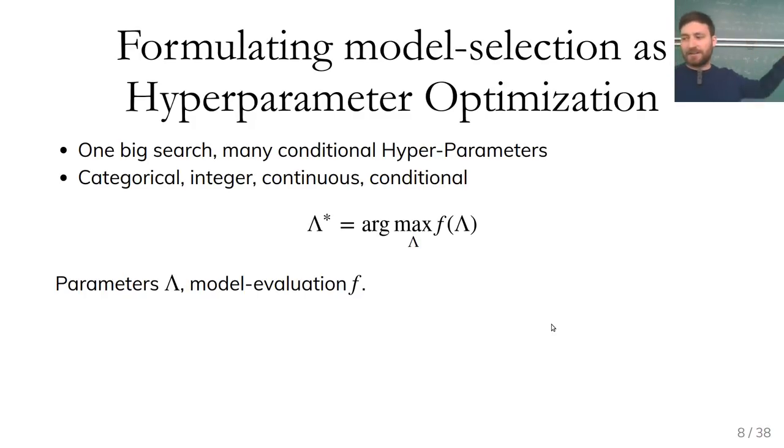So here in this formula, F would be the training loss, the validation loss, and parameters would be lambda, and here the parameter includes everything that specifies the whole pipeline together with all hyperparameters.